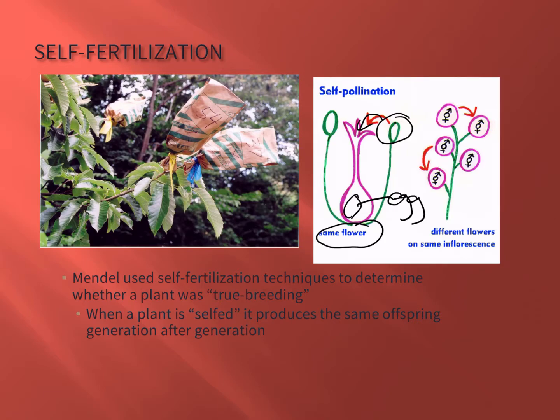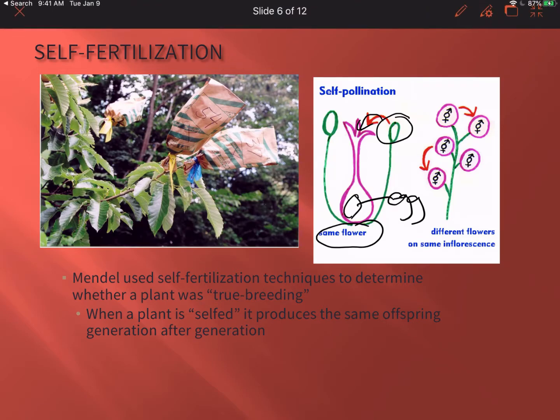And so Mendel used these techniques to determine whether a plant was what we call true breeding. Okay, and so that's when a plant produces the same offspring generation after generation. So if it was, say, a purple flower, you got a purple flower in one generation, and a purple flower in the next generation, a purple flower in the subsequent generation, and so on and so forth.